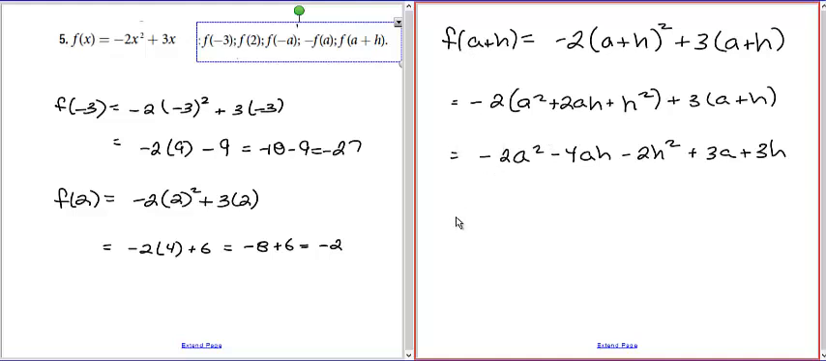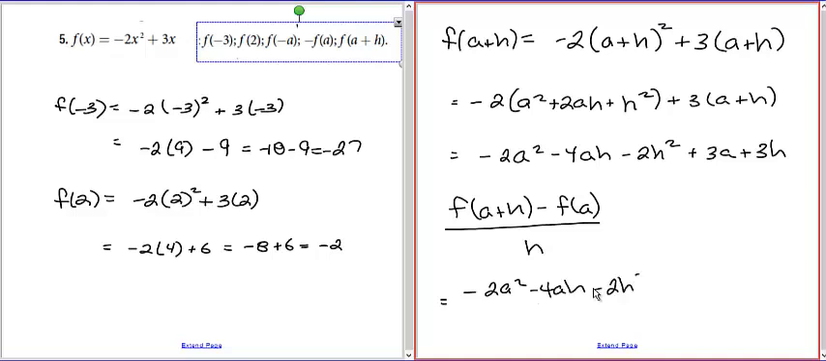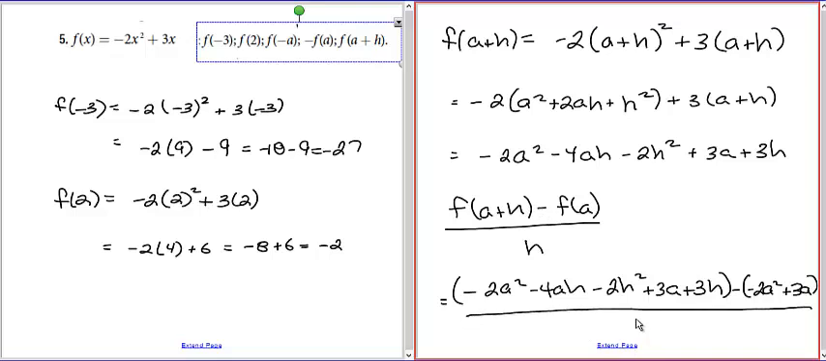Now, if I wanted to do the difference quotient, I'd have f of a plus h minus f of a, the h is the thing I'm adding on, divided by h. So you see I have f of a plus h. It's going to be negative 2a squared minus 4ah minus 2h squared plus 3a plus 3h. So that whole thing is f of a plus h. And then I do f of a, which I didn't do directly, but I used that as part of this one. So you substitute a for x. So you get negative 2a squared plus 3a. So this just involves a. And remember, you subtract it. And we're going to divide the whole thing by h.